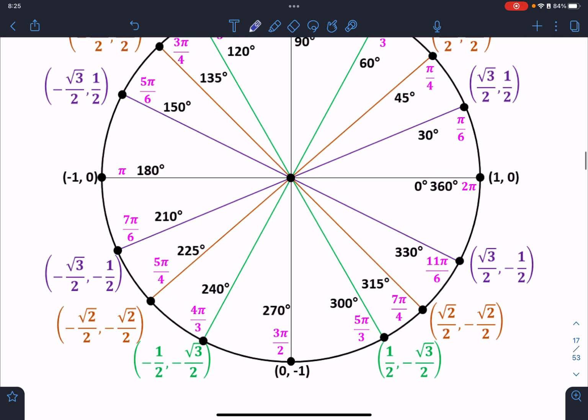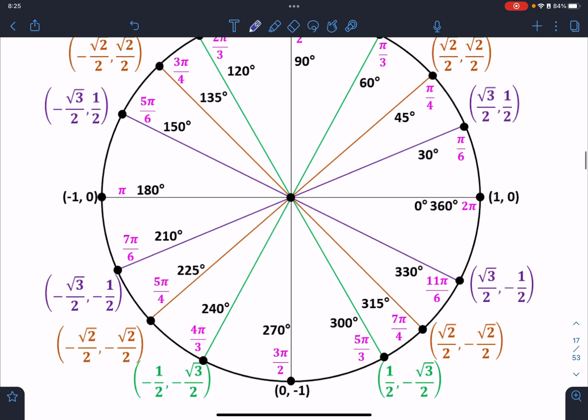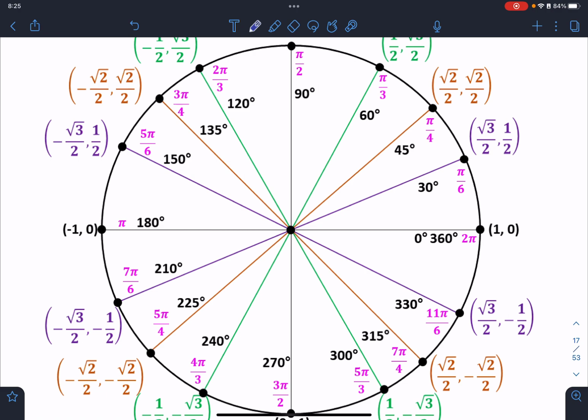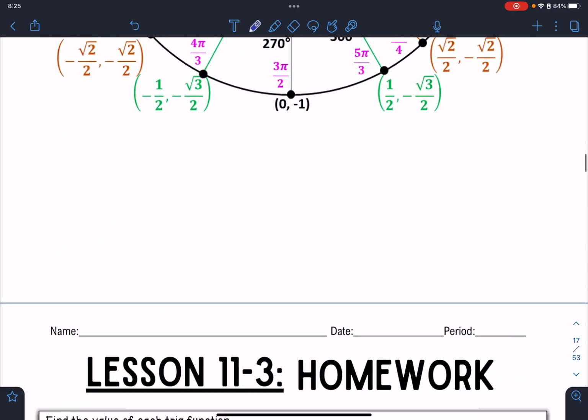There is no 9 pi over 4 on here. You can look, that's not what my circle goes up to. So if you start to see things that are not on your circle, you're going to have to think back to what we did when we had sine of negative 30. That wasn't on the circle. We had to add 360. But since we're talking about it in radians, we need to add or subtract 2 pi, okay? Not 360 degrees, but 2 pi.